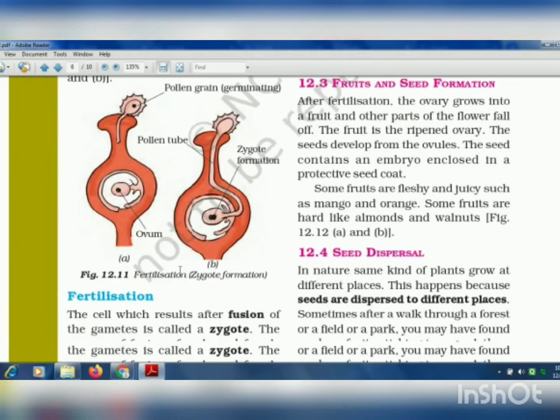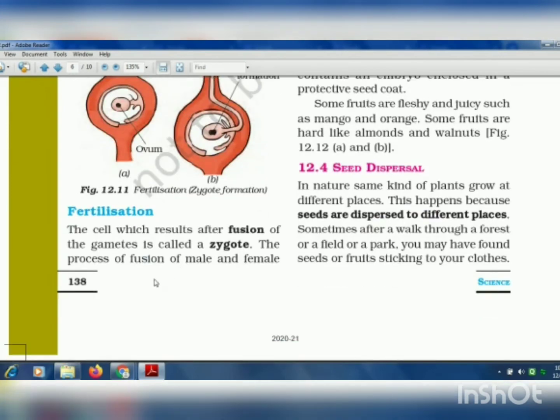Okay. Now the next topic is fertilization. Now as we went through the sentence which was saying that when the male and the female gametes fuse with each other, they form a zygote. So this process of fusing, this is a process by which the pollen grains get transferred to the ovule in the ovary. That process is called as fertilization.